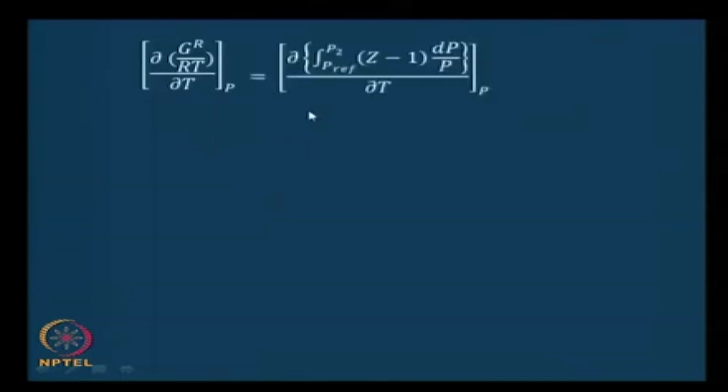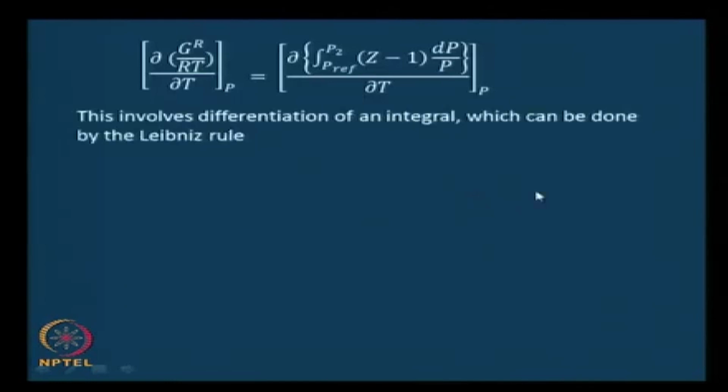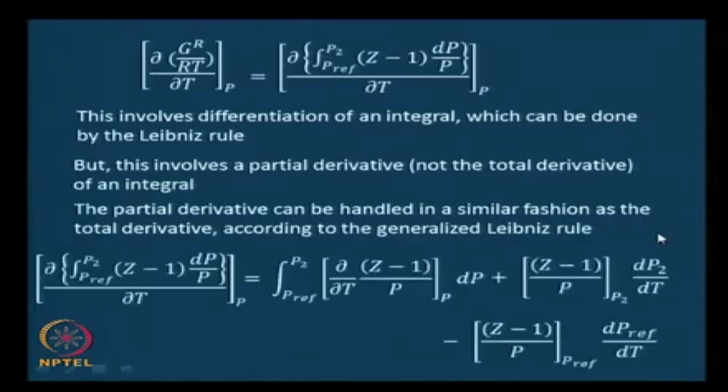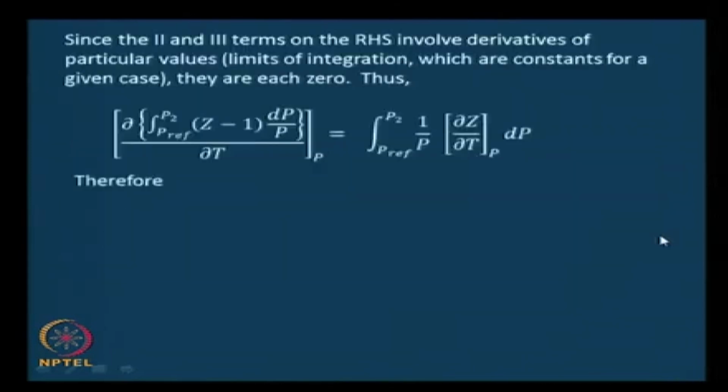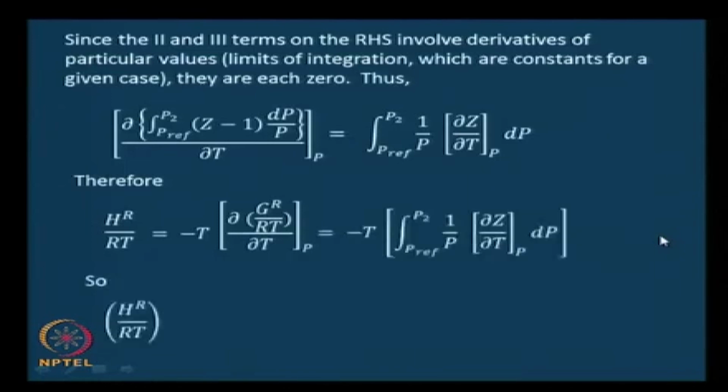Then we had expressions for the other thermodynamic residual properties in terms of measurable properties. This we have already seen. While deriving this, we went through a situation where we needed to differentiate an integral. For doing that, we used the generalized Leibniz rule, which gave us a means to differentiate or partially differentiate a definite integral. Here, so after doing all that, we ended up with Hr by RT equals minus T integral of P reference to P2 dou T of Z at constant P into 1 by P dP.